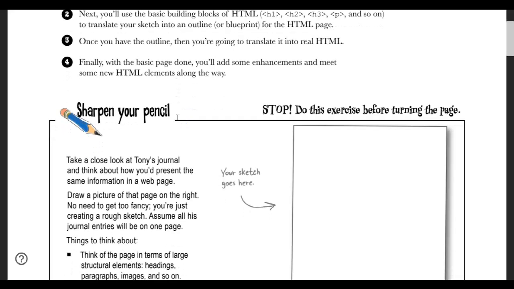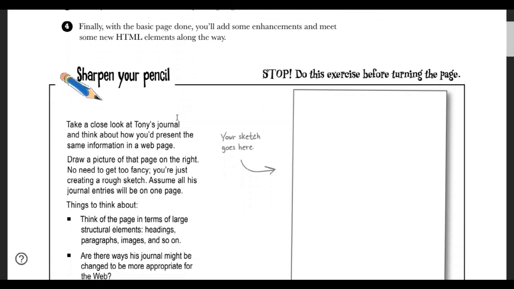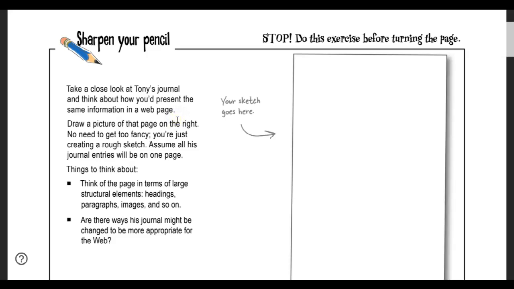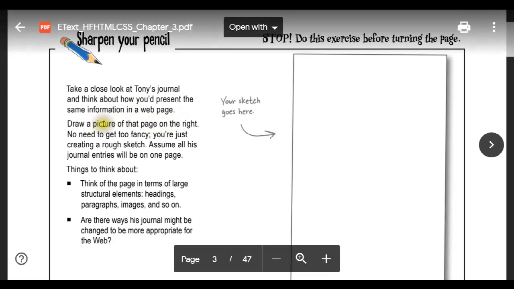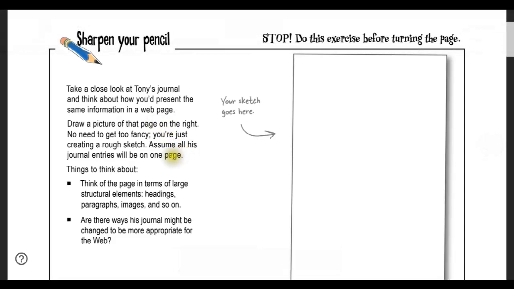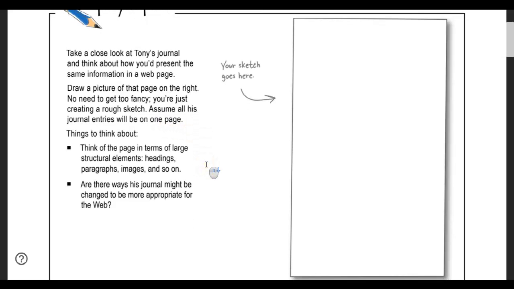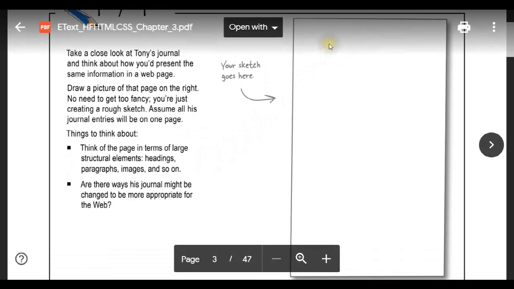So we're going to do this exercise first. We're going to look at his journal and think about how you'd like to present the same information in a web page, and draw a picture of that page on the right. No need to get fancy. You're just creating a rough sketch. Assume all his journal entries will be on one page, and so you see they've got this page rather long, and your idea is to think about what's going to go in certain places.